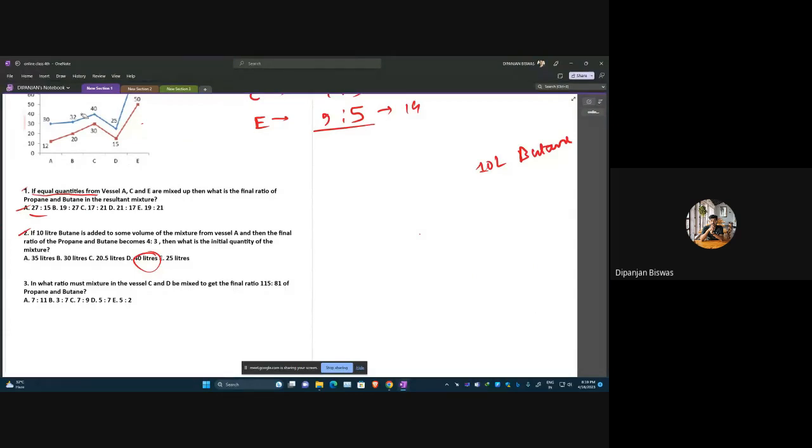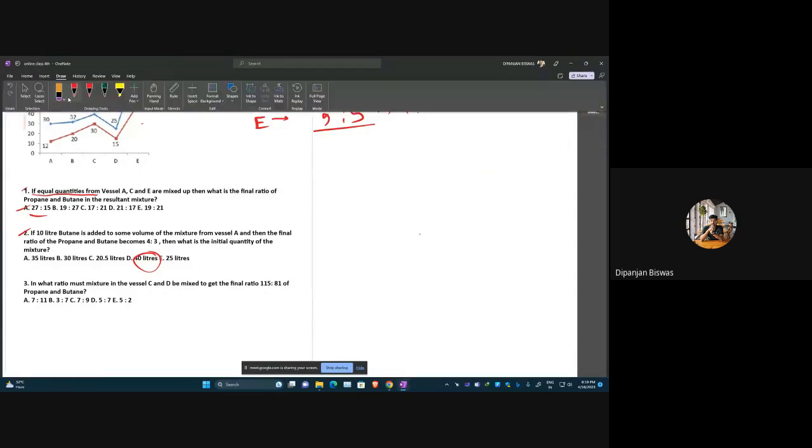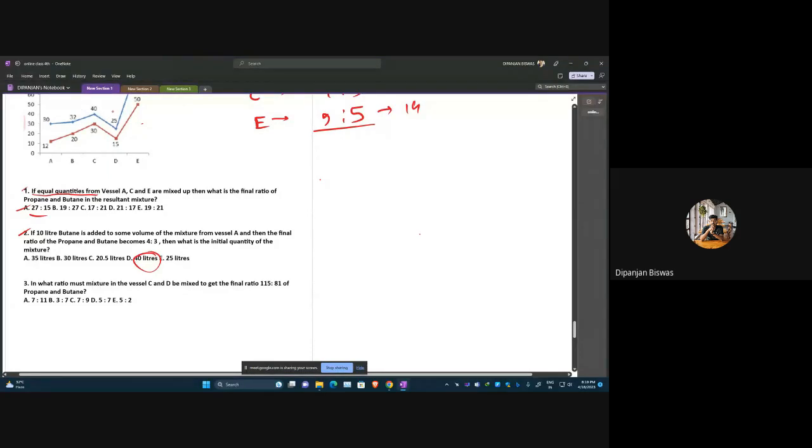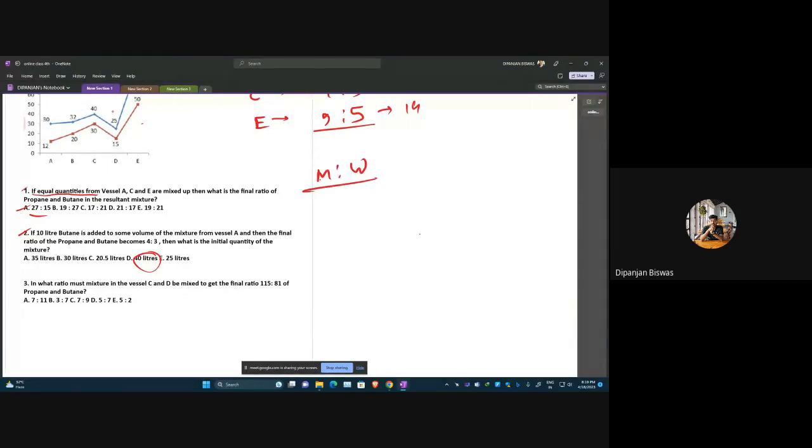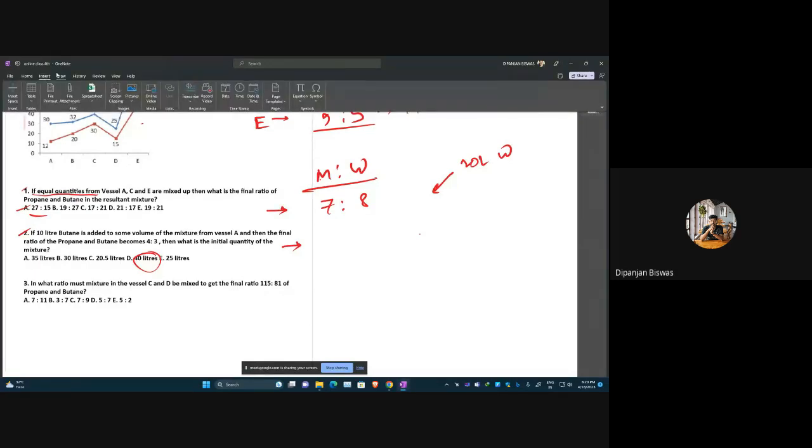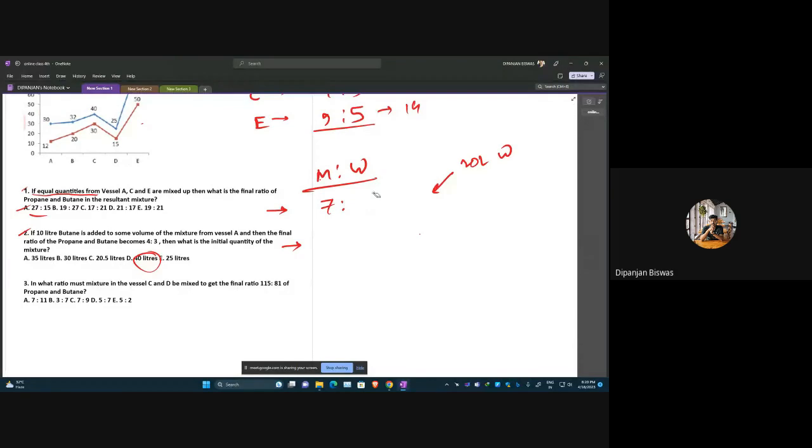To check if you have correctly understood the method, I'll just give one question. Suppose milk and water were given. Initially, it was 7:8. And later on, after mixing, let's say 20 liter of water, make it 7:5.